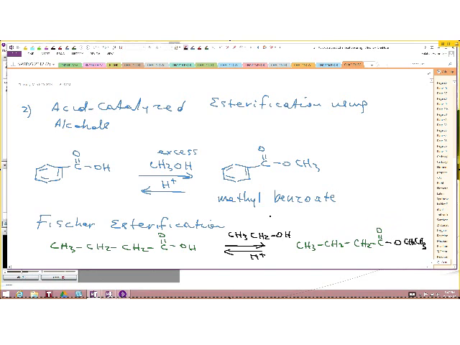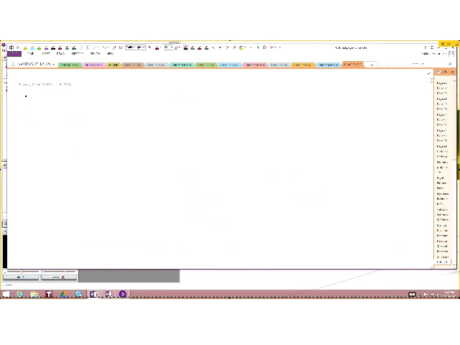Now let us take a look at another example of a reaction of carboxylic acid. So far I've given you 2, 3. This is a new reaction to all of you. We call this the Hell-Volhard-Zelinsky reaction. This reaction was named after 3 scientists who discovered the reaction at the same time.